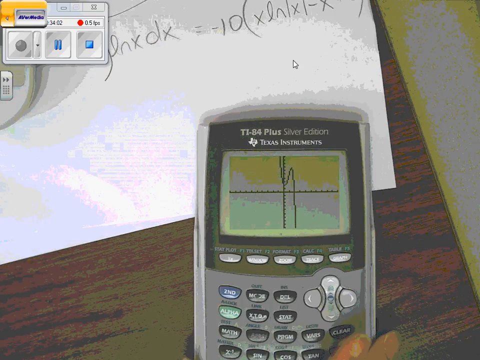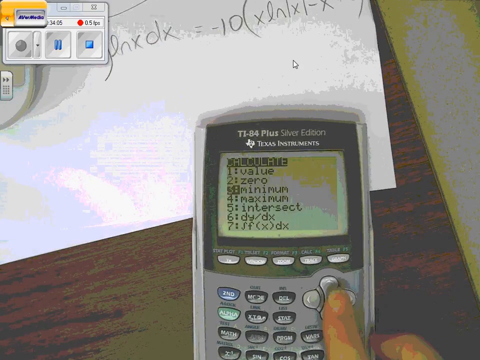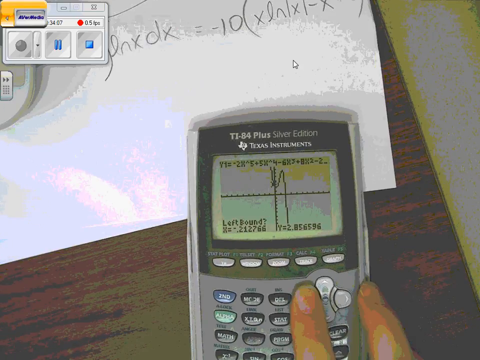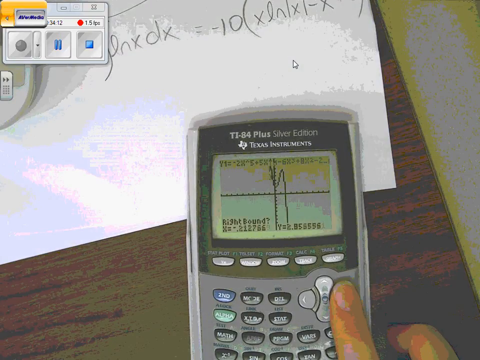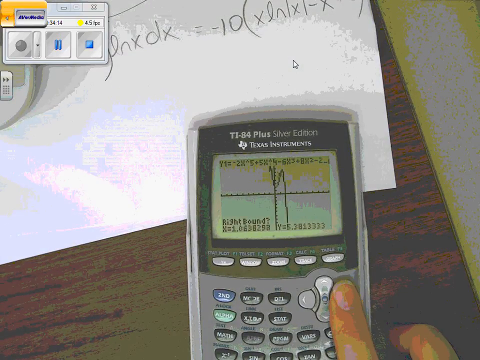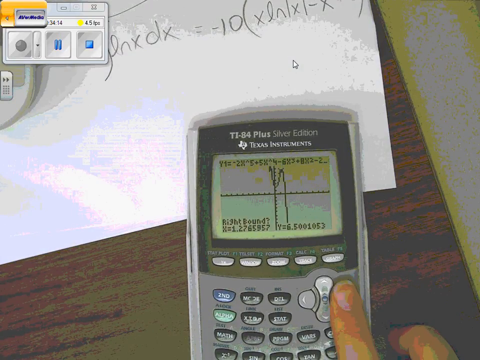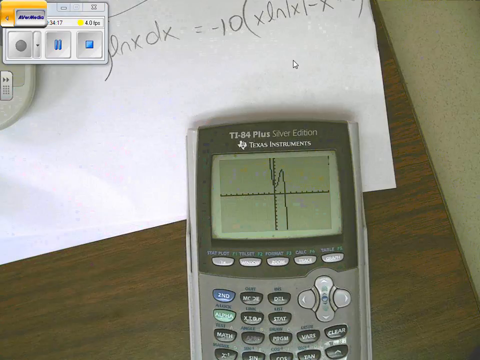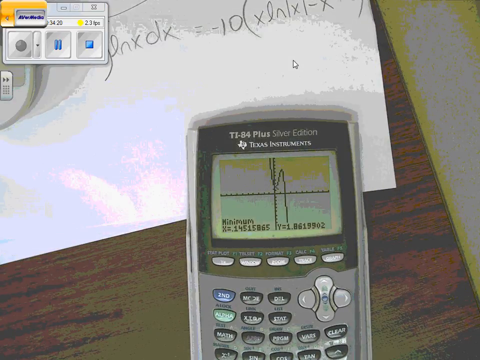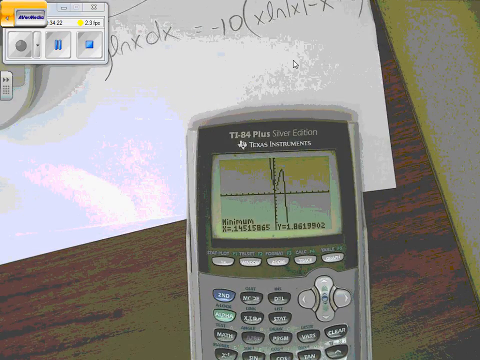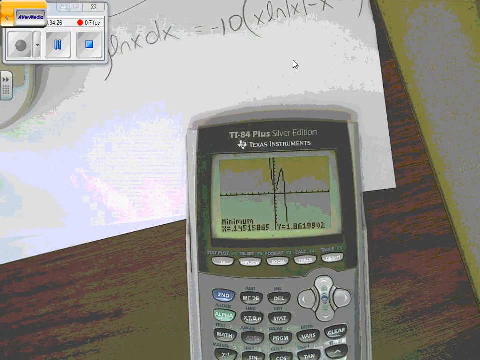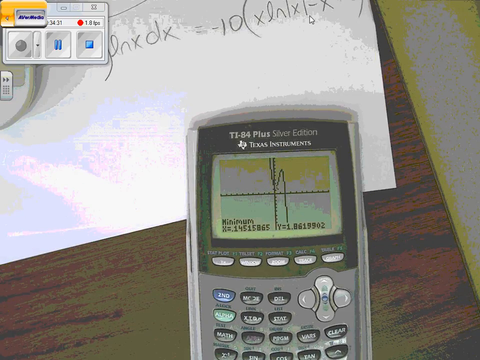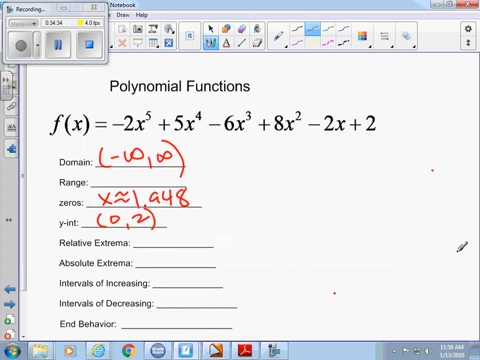Okay, so second trace, minimum. I'm only going to do one of these, if that's okay with you. Left of the minimum, push enter, and then left, and then right of the minimum and push enter. Don't go too far because it's going to give you the smallest point in the interval you choose. So if you go down too far, it would give you the lowest point. So 0.145, 1.862. So that's the relative minimum. And you can do the relative maximum the exact same way.